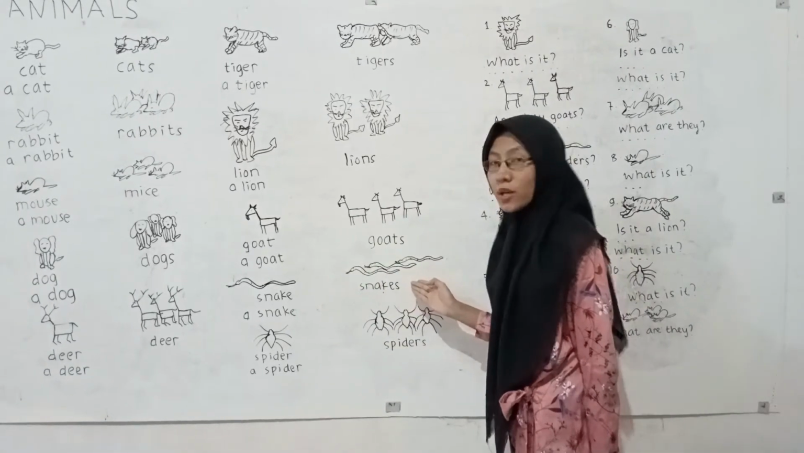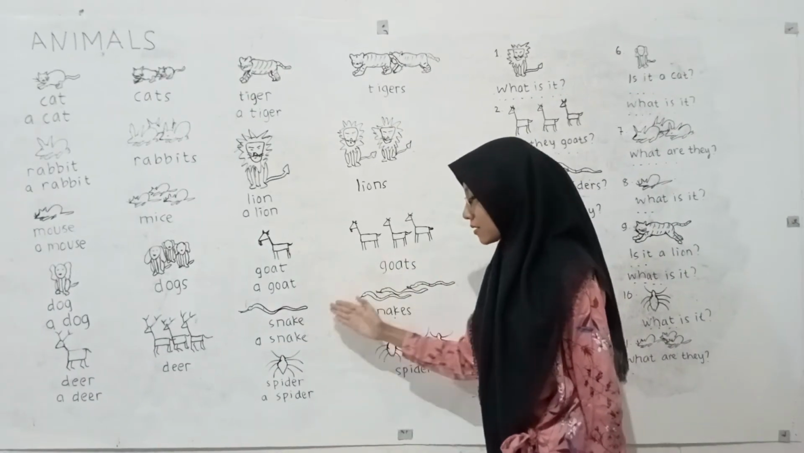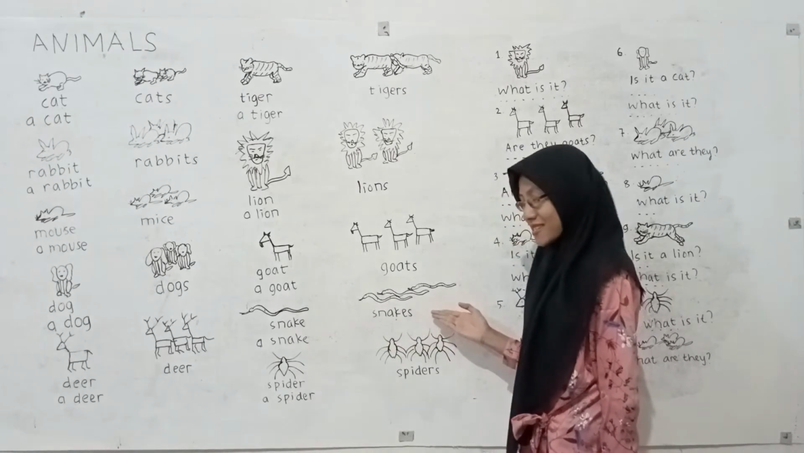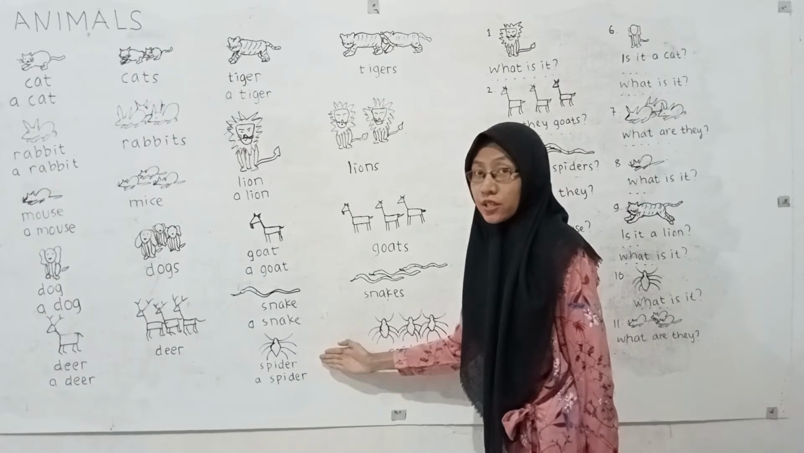Next, snake. A snake. Snakes. What is a snake? Snake adalah ulat. Snake. A snake. Snakes.